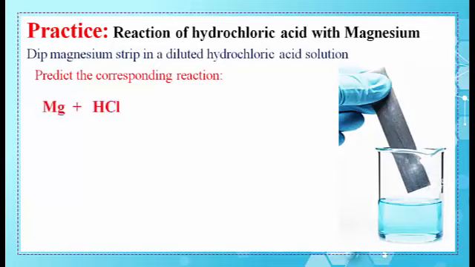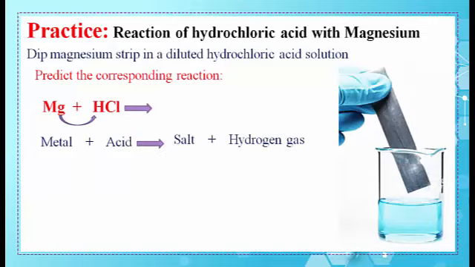Here the reactants are Mg, magnesium, and HCl, hydrochloric acid, which is a metal and an acid. As we know, this is a single displacement reaction where magnesium should replace hydrogen in the acid to give a salt and hydrogen gas. What is the salt? The salt is MgCl2 and hydrogen gas.